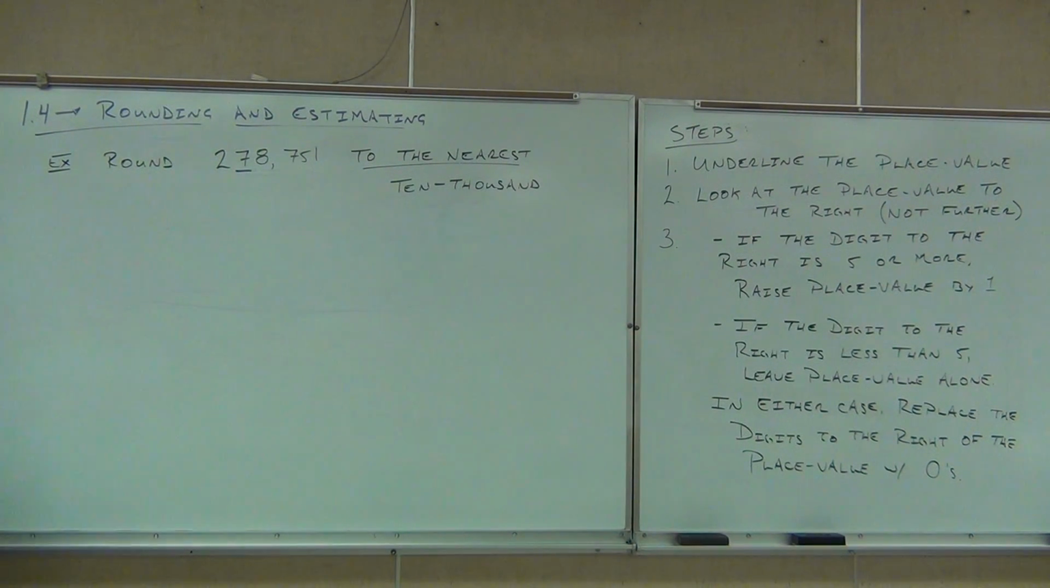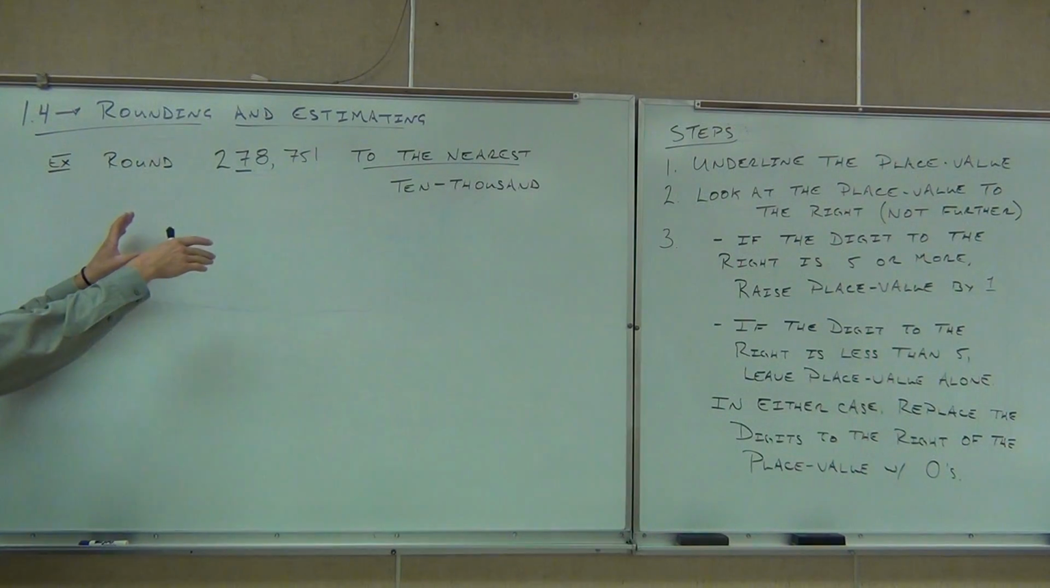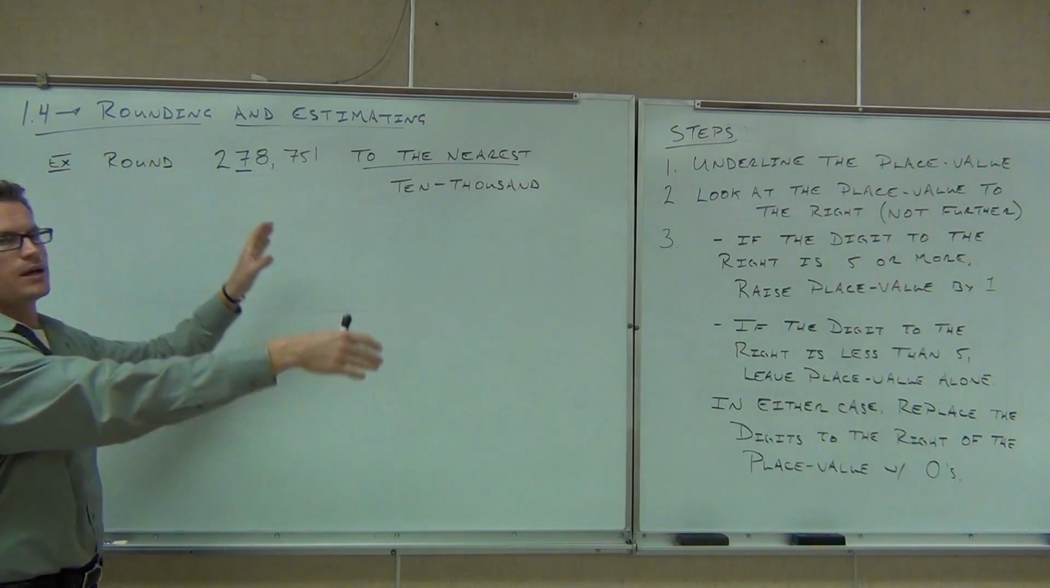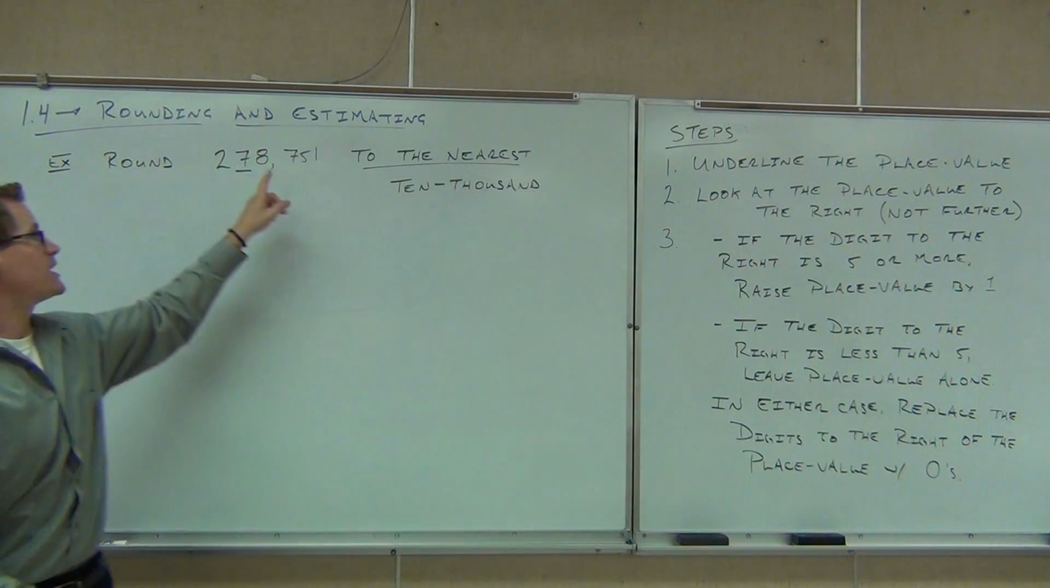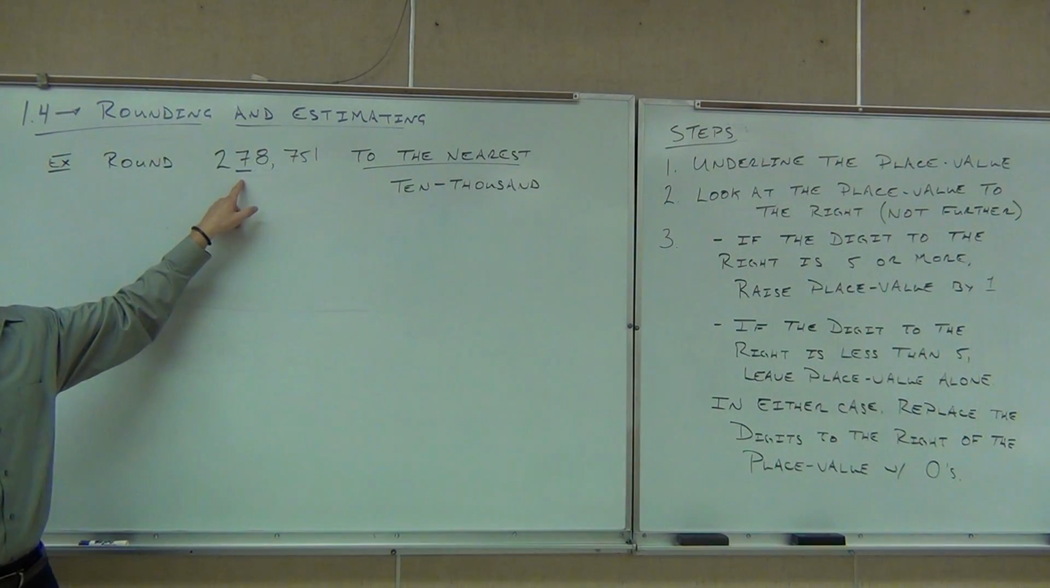Okay, let's give this a try for real then. So we've already underlined the place value, that's at 10,000s. We look to the digit to the right. If it's 5 or more, raise it up. If it's less than 5, we leave it alone. Are we going to raise this 7 up or not? What do you think? Yeah, why?